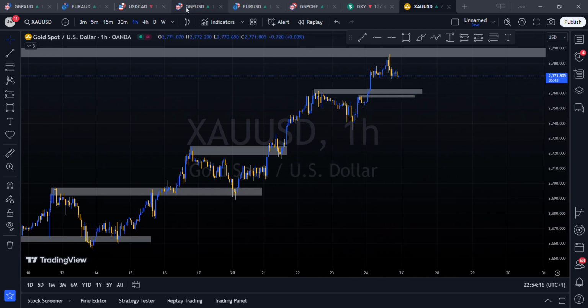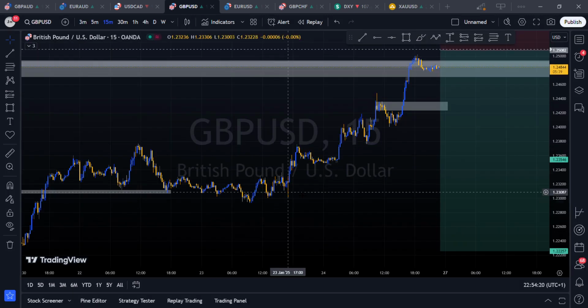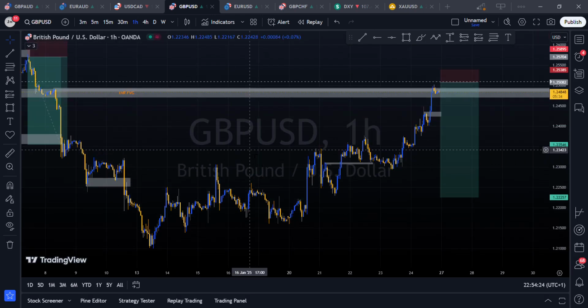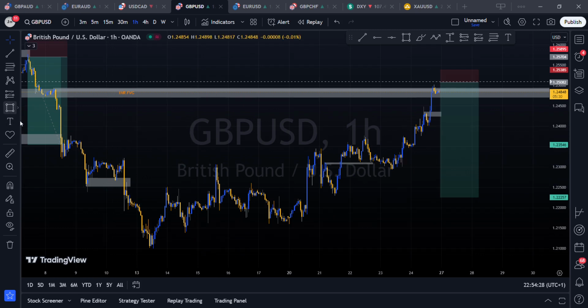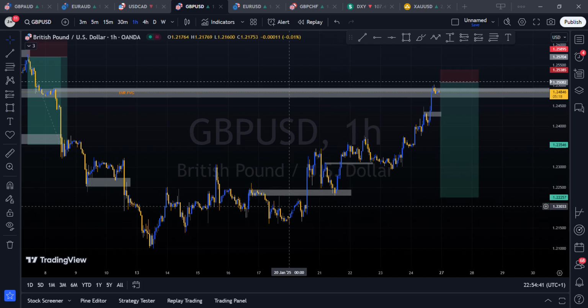Now let's look at another pair again. Sometimes I love to give a breakdown of how price does its thing in the market. I don't just use one particular standard or strategy alone in the market. Now look at this area here, look how price also did the same thing here.